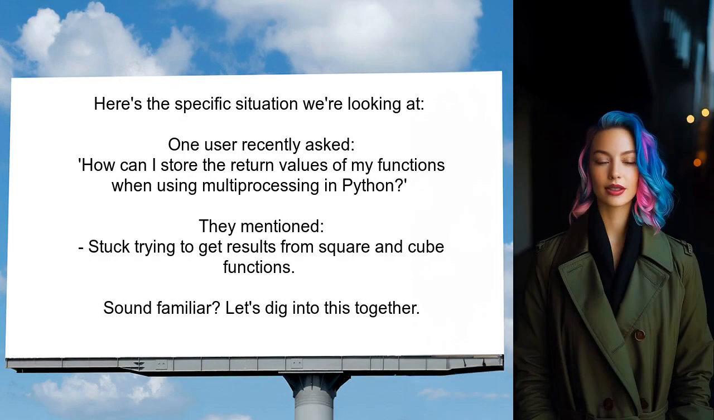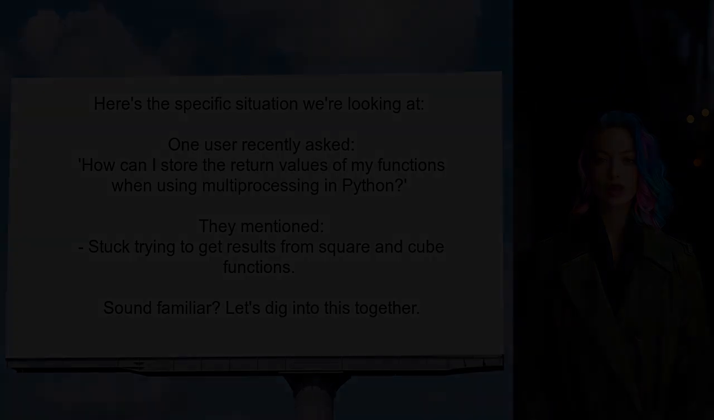Here's the specific situation we're looking at. One user recently asked, "How can I store the return values of my functions when using multiprocessing in Python?" They shared their code and mentioned that they were stuck trying to get the results from their square and cube functions. Sound familiar? If so, let's dig into this together and find a solution.